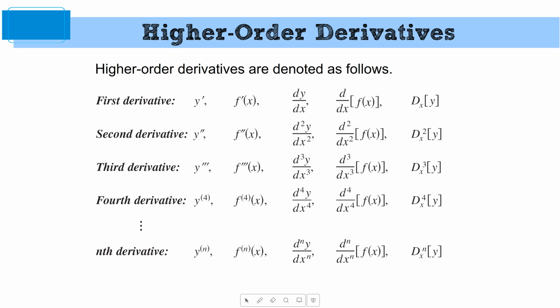Most commonly, we're going to use the first two columns: y prime, y double prime, y triple prime, y to the fourth prime, or y quadruple prime, etc., or we'll do the f primes. Occasionally you'll see the third column. The fourth and fifth column you probably won't see.